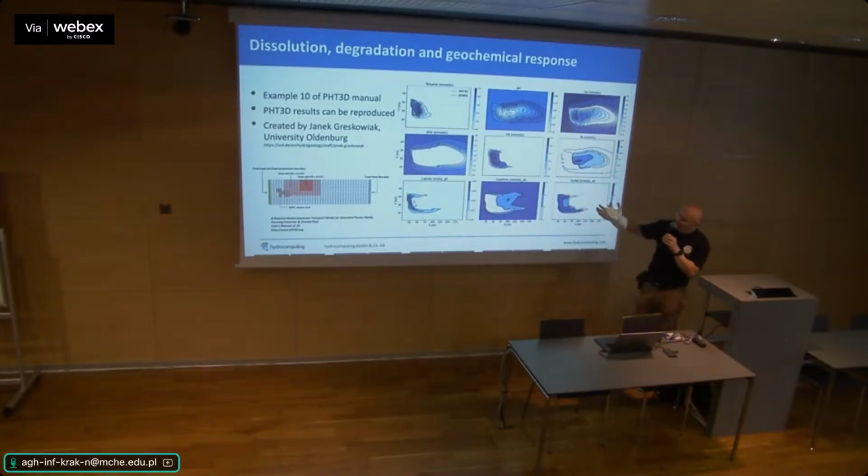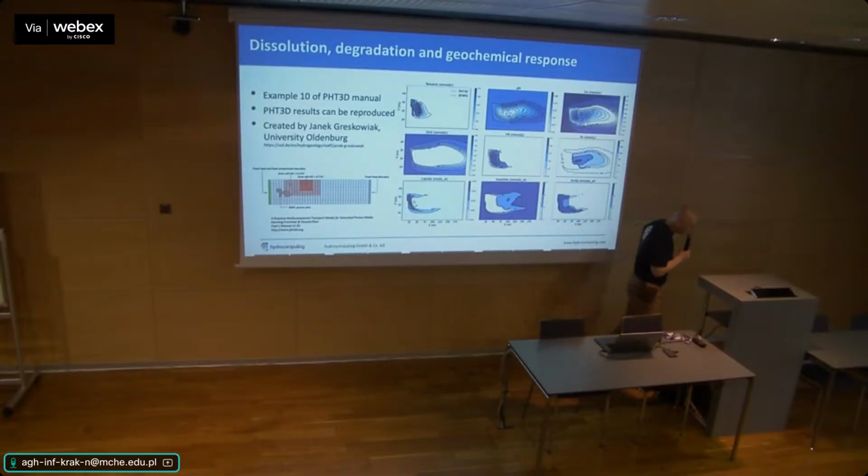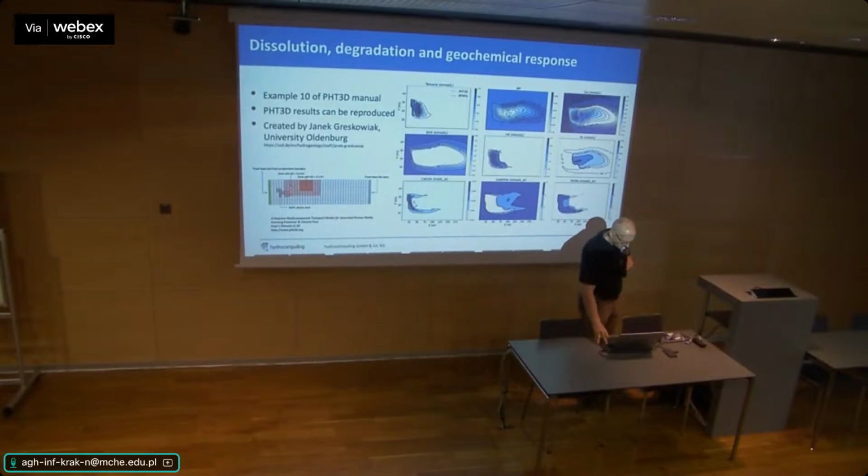And again, we compare our solution. I don't go into the chemistry too deeply here, but we compare our solution with PHT3D, and these lines are pretty much on top of each other. There are very small differences, even in this much more complex example showing a heterogeneous subsurface. You also have pyrite, geodite and calcite, which are minerals. So there are not only things dissolved in water, but also things precipitating, and they show the same behavior. It's a very nice correspondence between the models. So it seems like it does something pretty useful.